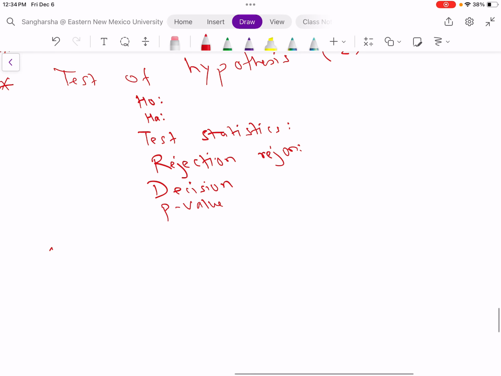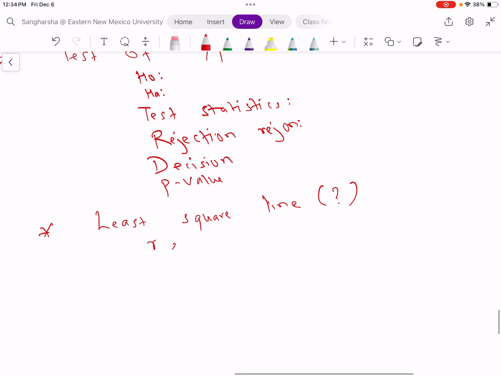And the last type is the least square line. This is the one that we did in chapter 11. You will be asked to find the least square line, to calculate r, and to calculate r squared. r is the regression coefficient, and r squared is the determination coefficient.